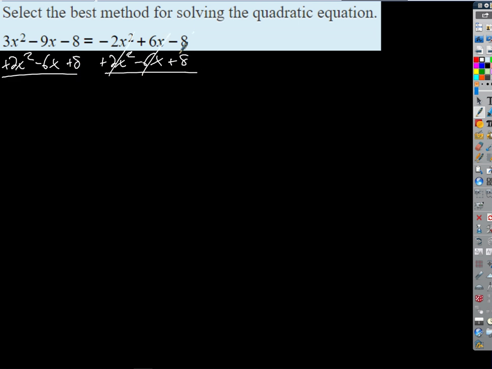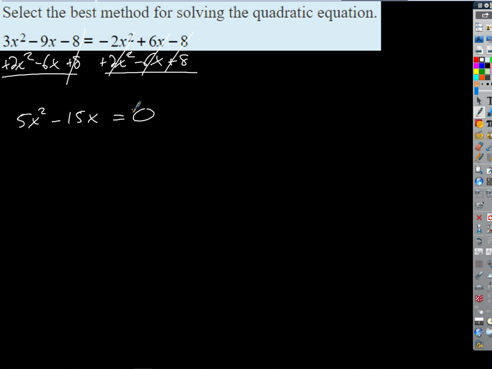Everything cancels over there. Well, that cancels too, right? So I end up with 5x squared minus 15x equals 0, okay? So this is, in my opinion, good news. This makes it easier if you only have 2 terms, because there's only 2 possibilities. I'm not going to mess with the quadratic formula. I'm not going to complete the square. I'm not doing any of that stuff.